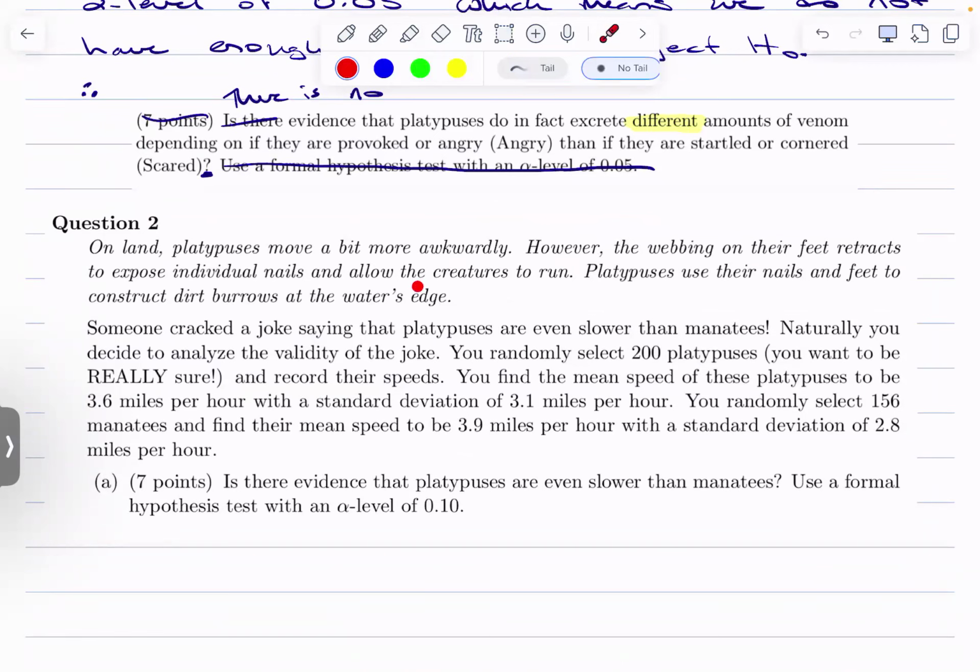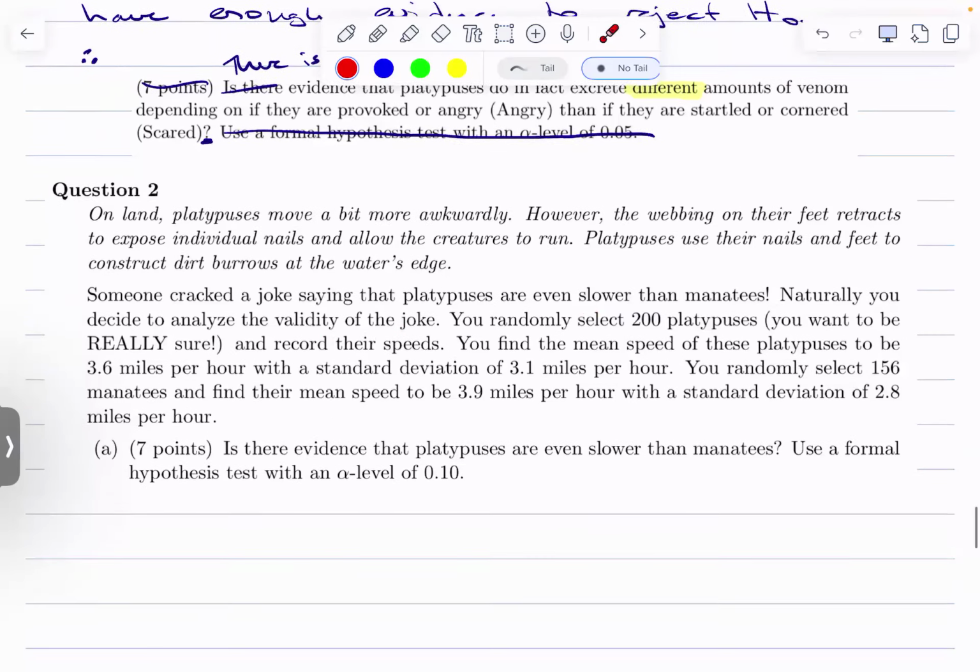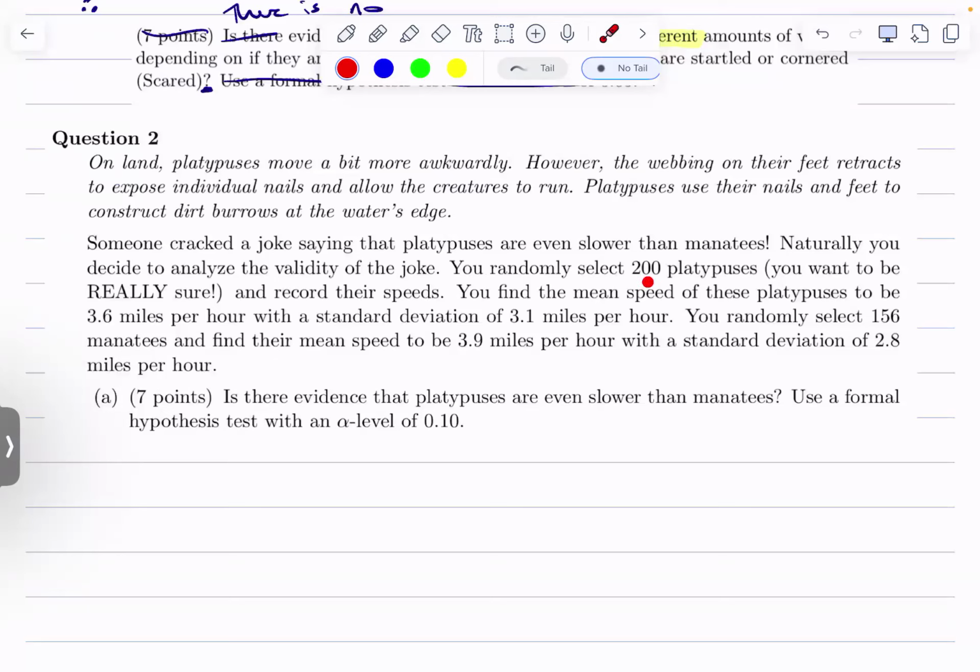I'm not gonna read the little fun fact, but here's the question. Someone cracked a joke saying that platypuses are even slower than manatees. Naturally, you decide to analyze the validity of the joke because you're a party pooper. You randomly select 200 platypuses. You want to be really, really sure and record their speeds. You find the mean speed of these platypuses to be 3.6 miles per hour with a standard deviation of 3.1 miles per hour. You randomly select 156 manatees and find their mean speed to be 3.9 miles per hour with a standard deviation of 2.8 miles per hour.